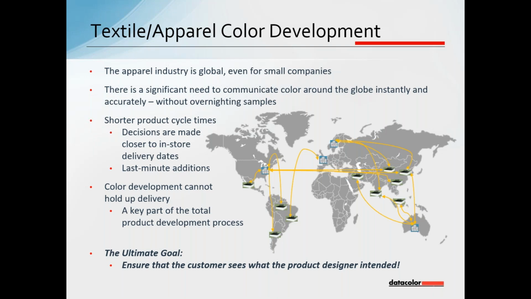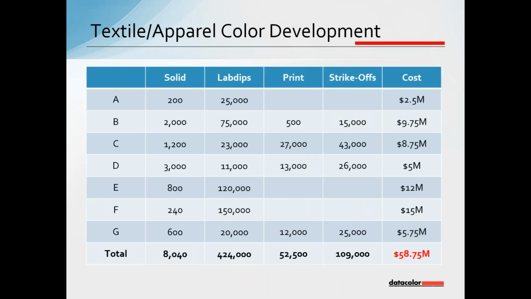But the color, of course, is a key part of the overall experience of the consumer. And our ultimate goal is to ensure that the customer sees what the product designer intended. And no longer can that take the 26 weeks that it has been taking. It's got to be done faster. And companies are doing this regularly. There are a number of companies, and here are a few that we've surveyed, that spend a significant amount of money on the color development process.